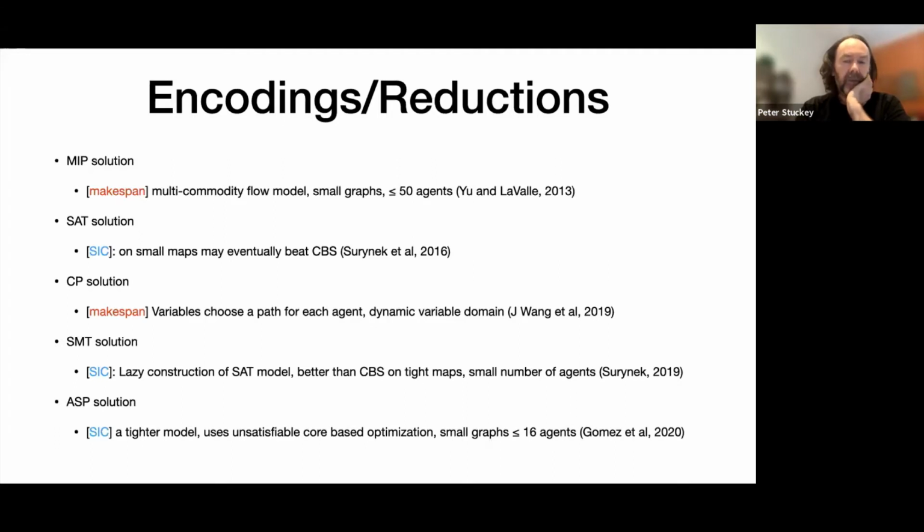So they have this dynamic variable domain that was also for makespan only. There's a SAT modulo theory solution for some individual costs. So basically this is the same as the SAT solution, but you lazily construct the SAT model. And it's better than the CBS on type maps again, and small numbers of agents. And there's an answer set programming solution, very similar to the SAT one, uses unsatisfiable clause-based optimization, which is what we'll talk about in the first part of the technical part of this talk, again for small graphs and small numbers of agents.